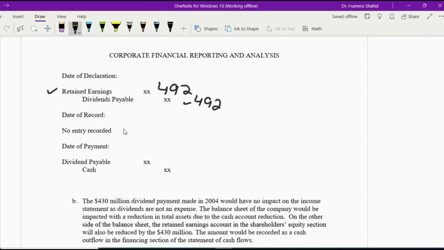On the date of record, there will be no journal entry. On the date of payment, this dividend will be paid. So 492 million, of course they are in million, will get debit to dividend payable, and 492 million cash will get credit.